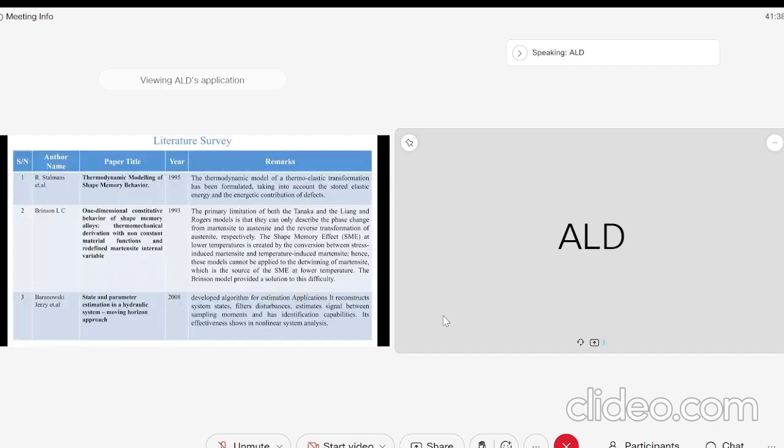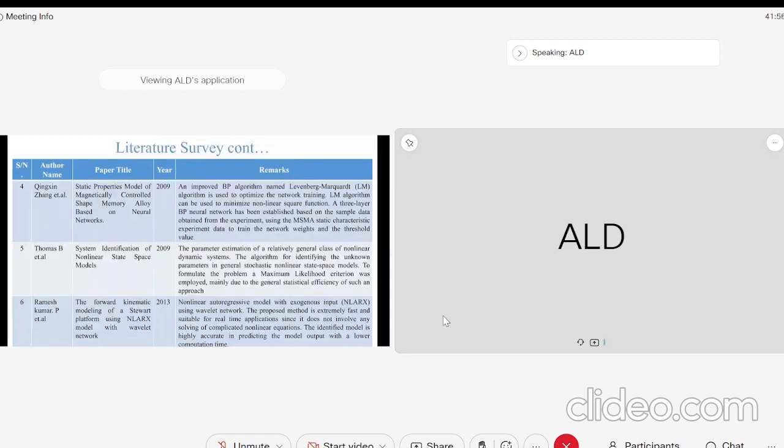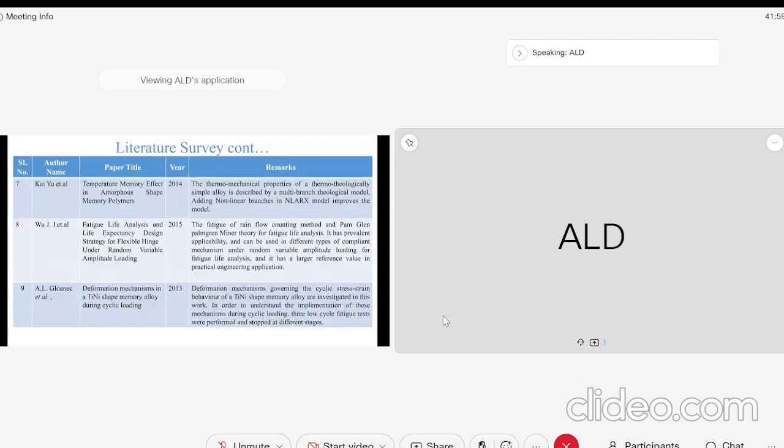So next, this is the literature survey. So far I did many literature surveys, and I am just giving some references for my literature. Basically from the constitutive models, from the Brinson model and Tanaka models to our data driven model. So these are some of my literature survey, which I have already put in my report.